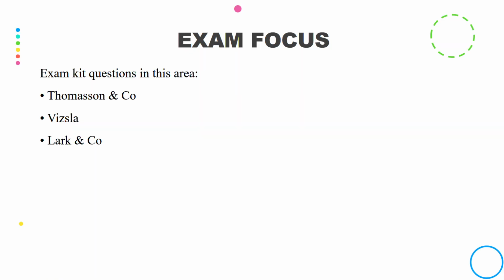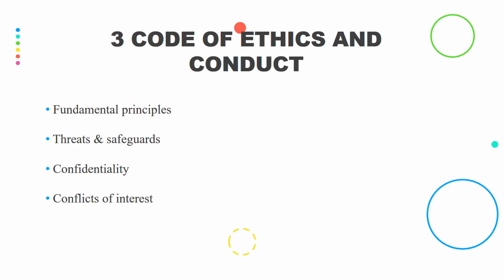So that's it for money laundering, and these are some questions that you can attempt from your exam kit. Thomson and Company, Whistler, Lark and Company. Now moving to the third topic, which is Code of Ethics and Conduct.